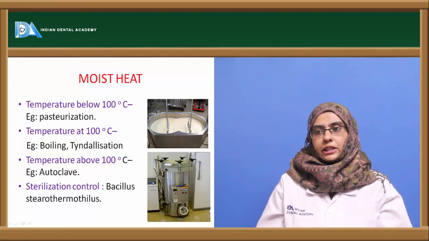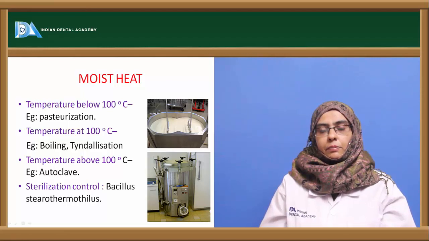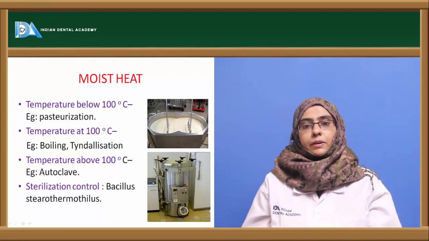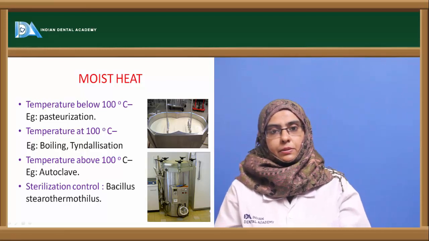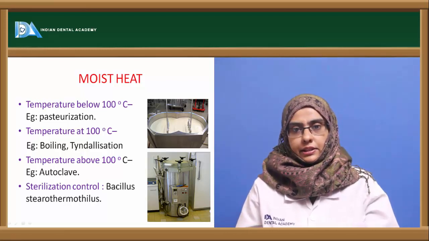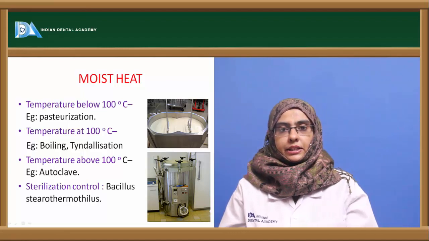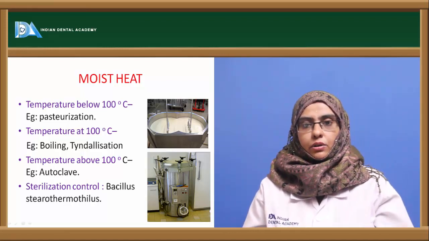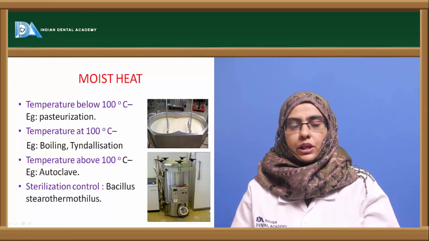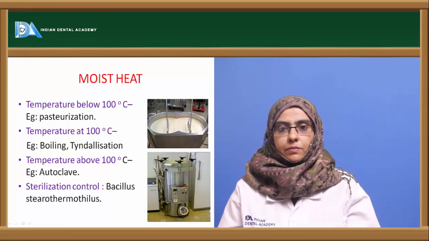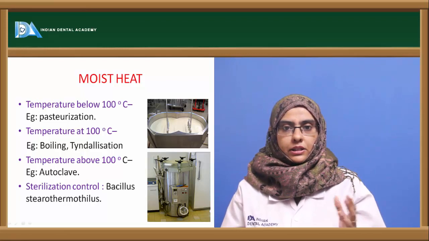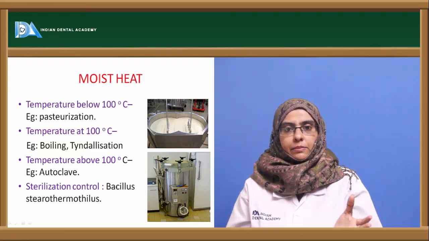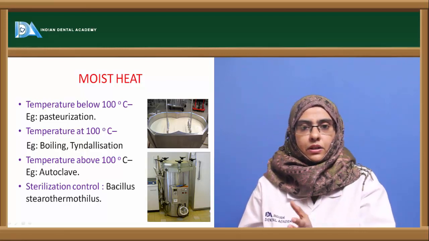Now, moist heat can be applied in three forms. One is temperature below 100 degrees centigrade, temperature at 100 degrees centigrade, and temperature above 100 degrees centigrade. For temperature below 100 degrees centigrade, the method of choice is pasteurization. As we all know, pasteurization is mostly used to eliminate organisms from a particular product called milk. So here pasteurization is eliminating the vegetative forms of the organism.